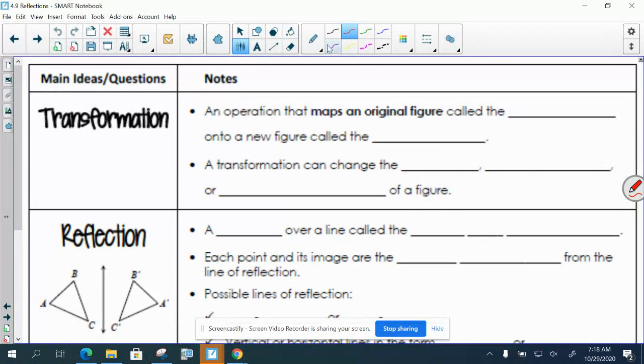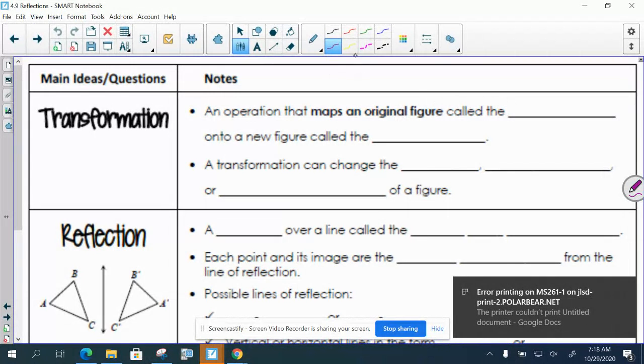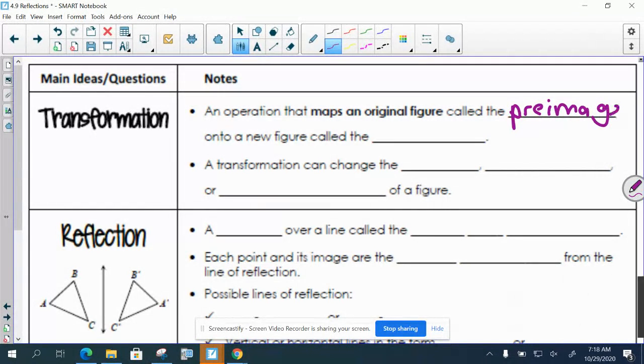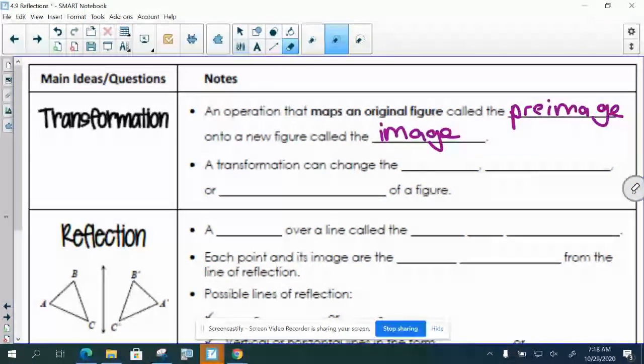So the definition of a transformation is an operation that maps an original figure called the pre-image onto a new figure called the image. A transformation can change the size. A transformation that changes the size would be called a dilation, and we'll learn about that tomorrow.